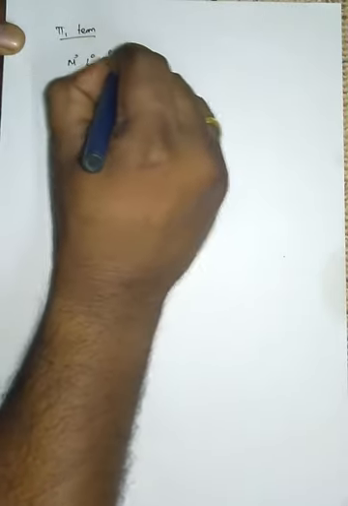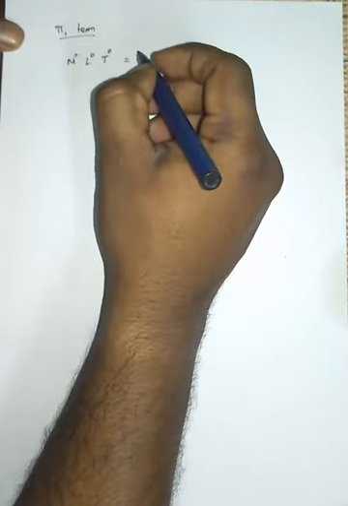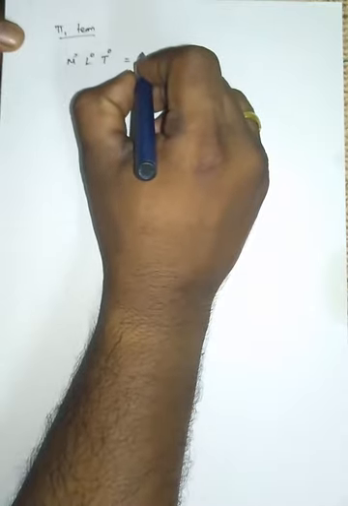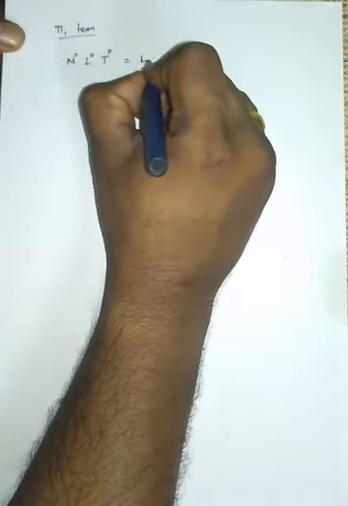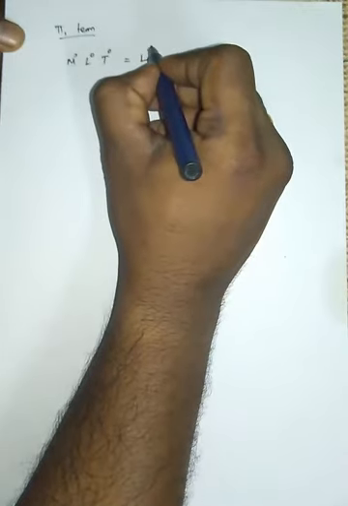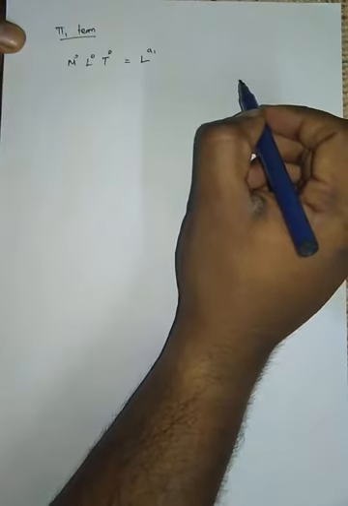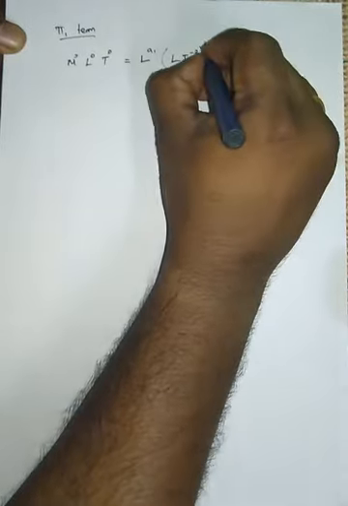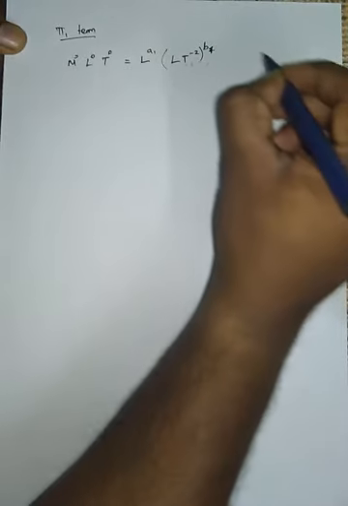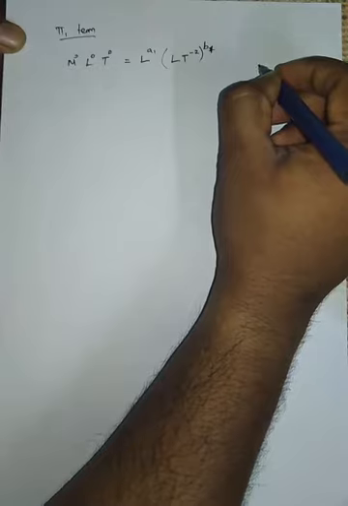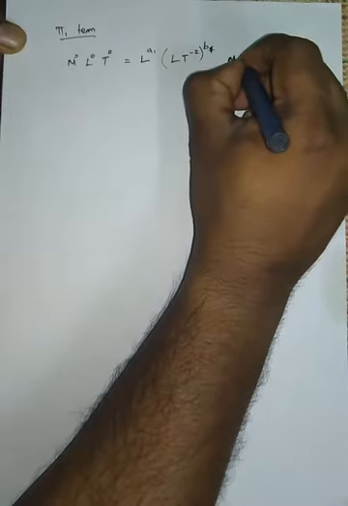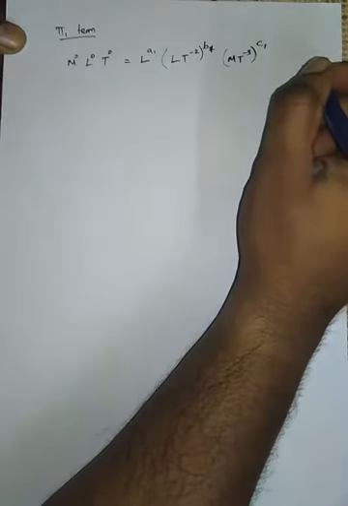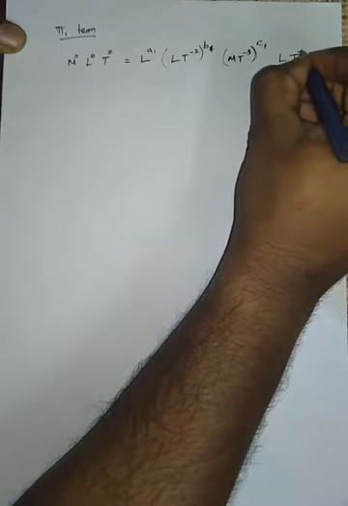In the second step, you have to write the MLT system of the right hand side. The MLT system for the height, that is head value, is L power a1. Similarly, for the acceleration due to gravity, it is L T power minus 2 to the power b1. The next one is density: for density it is M L power minus 3 to the power c1. And the last term is velocity: velocity is L T power minus 1.